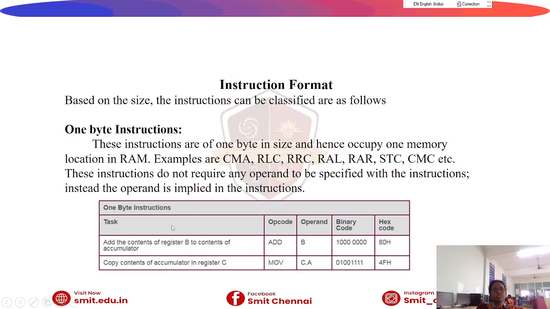So 1-byte instructions, this is a task to be performed. Add the content of register B to the content of the accumulator. So the instruction used is ADD B. Similarly, the task is to move the content to the accumulator. So the instruction used is MOV C comma E, and the binary of it, C comma E, is 0 1 0 0 1 1 1 0. And similarly, the hex code of this is nothing but 4F.